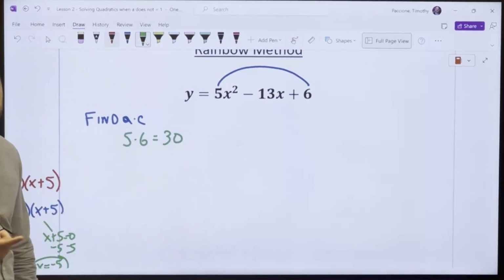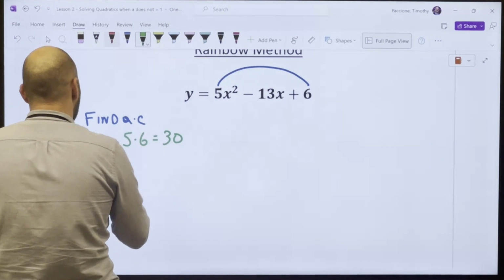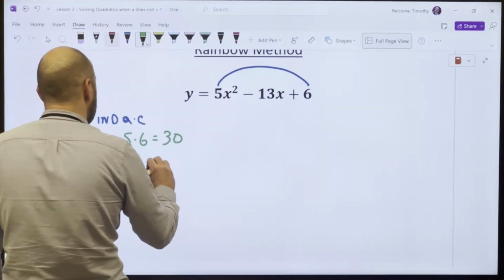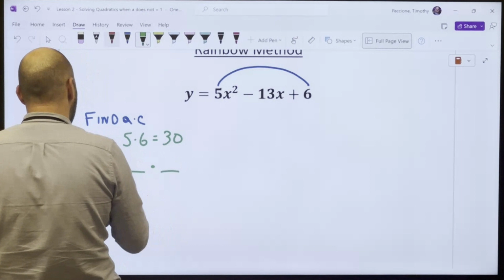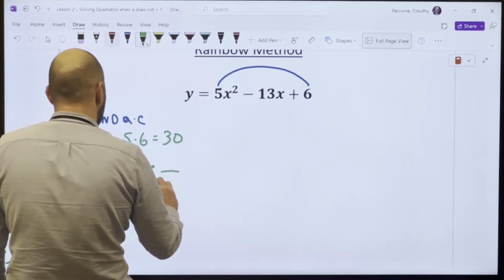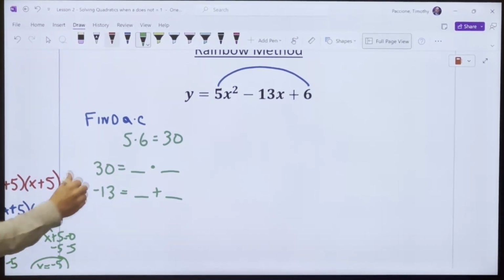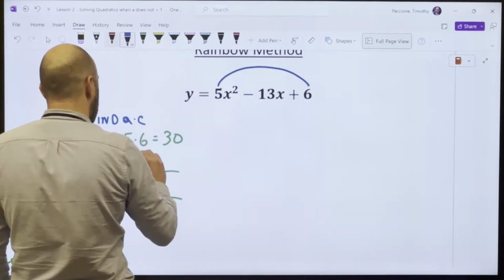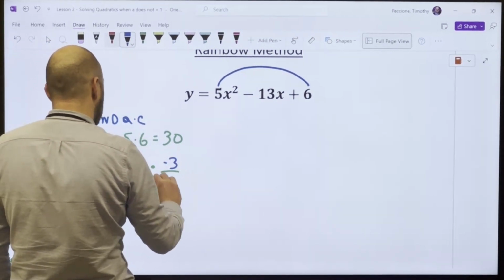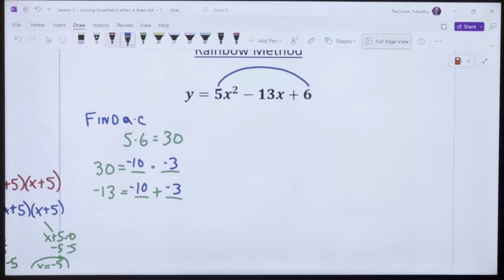And then we do the same thing we did before. We say, okay, 30 must equal something times something, and those same numbers have to add up to negative 13. So it's very similar to magic x, but A times C instead of just C. Okay? Now, what two numbers would multiply to give you 30, but add to give you negative 13? Yep, negative 10 and negative 3. That works for both, right?